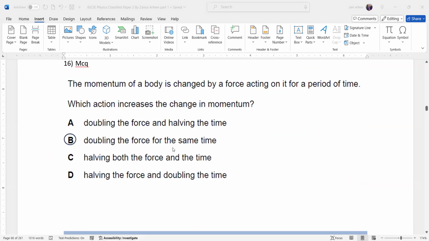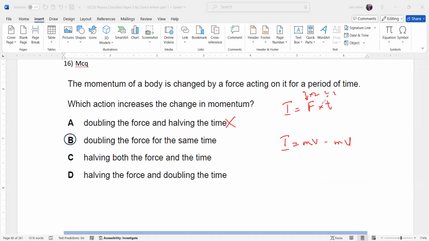In question 16, the momentum of a body is changed by a force acting on it for a period of time. Which action increases the change in momentum, or impulse? So we have the formula that impulse is force into time, or impulse is mv minus mu. So if I double the force, like force is multiplied by 2, and time is divided by half, the impulse will remain the same, because force will be double but time is half, so the impulse remains unchanged.